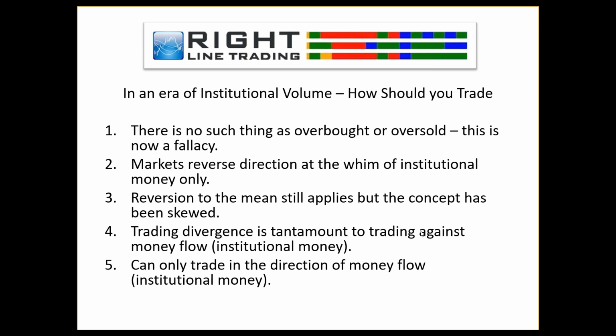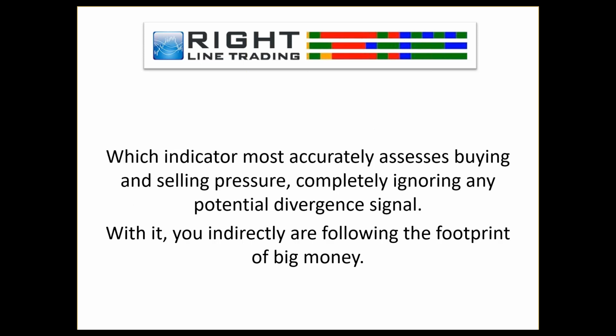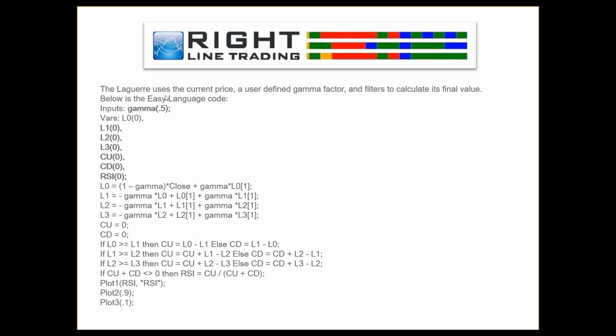And trading divergence is tantamount to trading against the flow of institutional money. You can only trade in the direction of money flow. Now, the only oscillator that does not look for divergence, but assesses buying and selling pressure, is the Laguerre Oscillator.